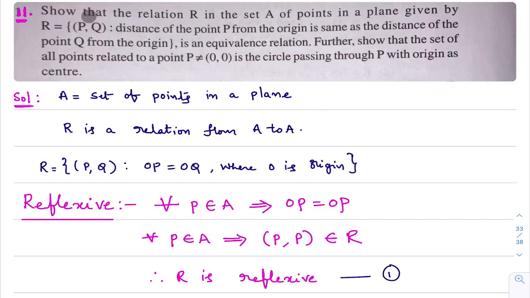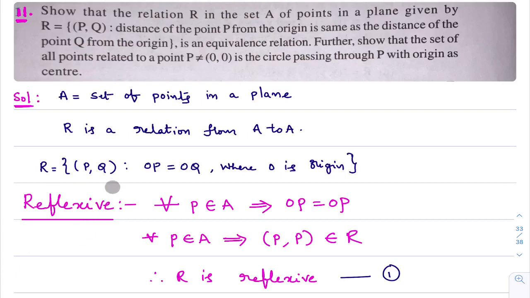Now we need to show that this relation is an equivalence relation. They are asking to show that it is an equivalence relation. They are not asking you to check. They are asking you to prove that it is an equivalence relation. That means you need to prove it is reflexive. You need to prove it is symmetric. You need to prove it is transitive. First, the reflexive property. You know what is the reflexive property.